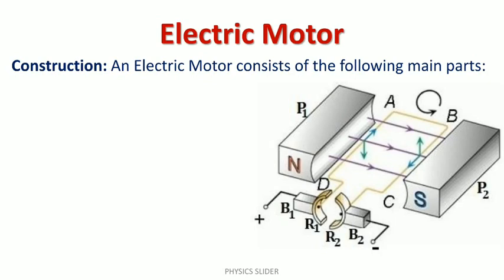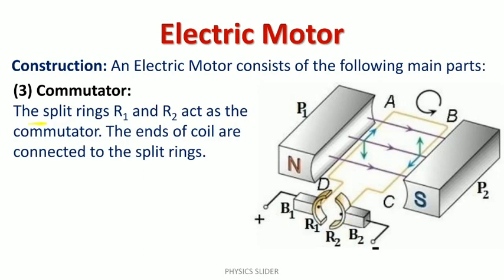Now the next part is the commutator. What is the commutator? Watch here. These rings R1 and R2, these two rings, are called the commutator. So the split rings R1 and R2 act as the commutator.